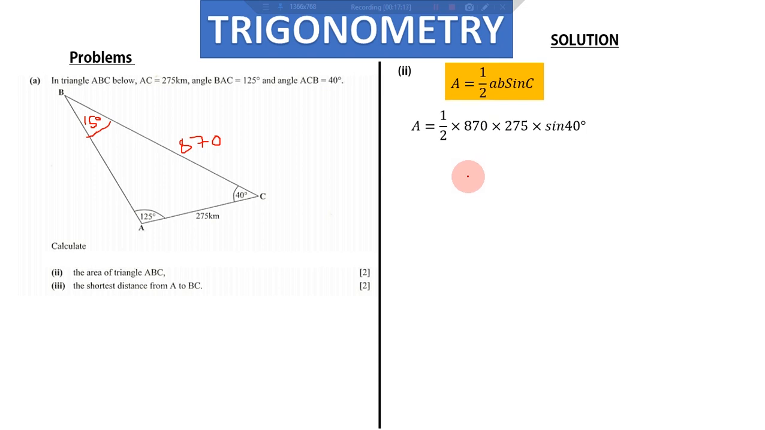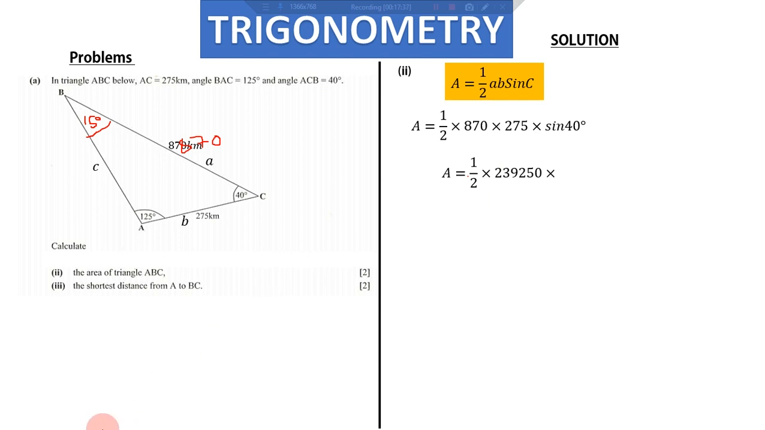So we multiply 870 times 275. What do you get? Okay, good. You're going to get something like this, which is 239,250. Okay, that's the value that you're getting.